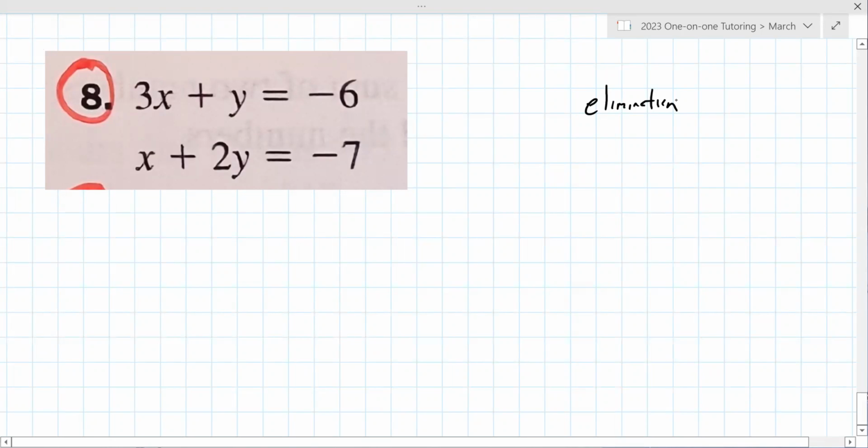This is called the elimination method. You didn't really have to know that, but now you do, and you have to decide which variable you want to eliminate. And that's the hard part here. Are you going to eliminate X? Are you going to eliminate Y?